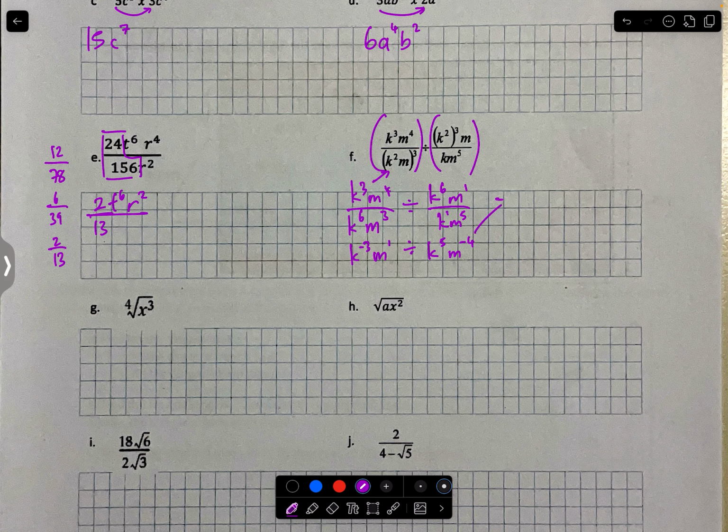Dividing, so it's going to be k to the negative 3 m to the 1 over k to the 5 m to the negative 4. Negative 3 take 5, k to the negative 8. m to the 1 take negative 4 is 1 plus 4. k to the negative 8, m to the 5. So m to the 5 on top, k to the 8 on the bottom.